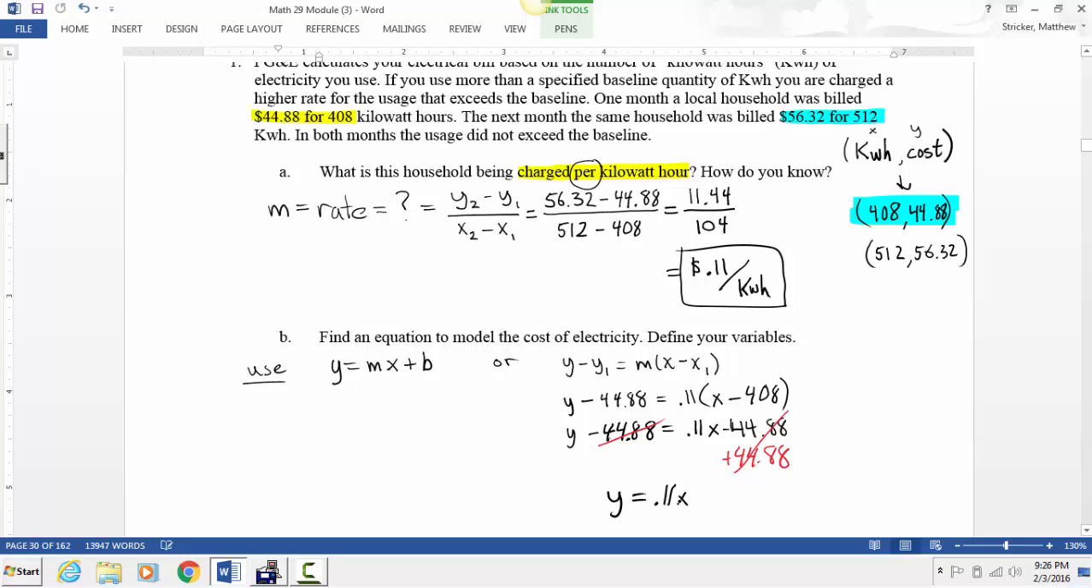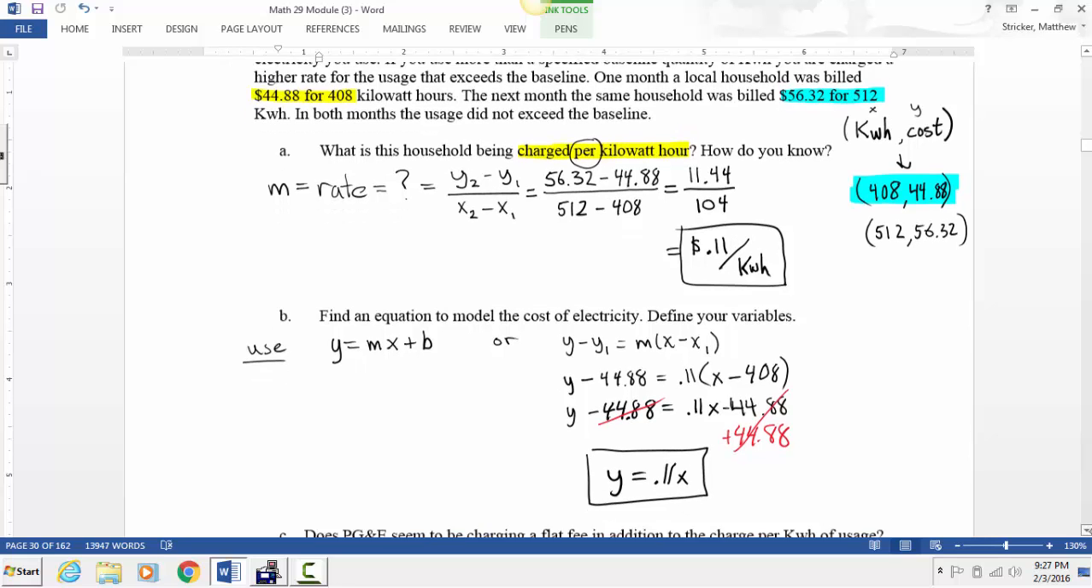In other words, there is no baseline charge. Now some companies, you might see that they charge a monthly fee no matter how much electricity you use, and so there might be a Y-intercept which represents some fee they have to pay no matter what, plus the price per kilowatt hour. But for this particular family, they're just paying 11 cents per kilowatt hour, and that equation, y equals 0.11x, will tell us how much they have to pay.